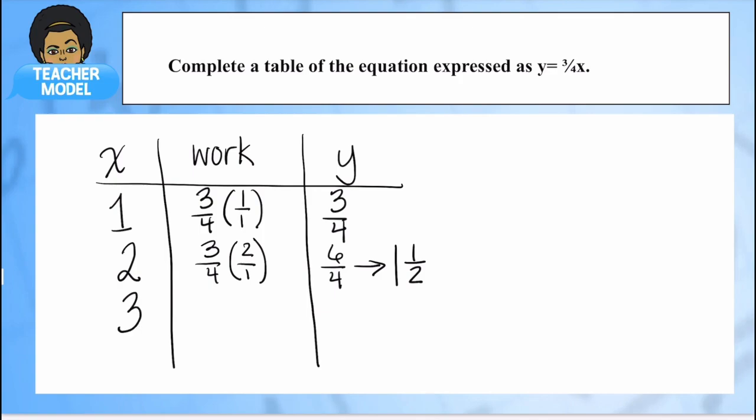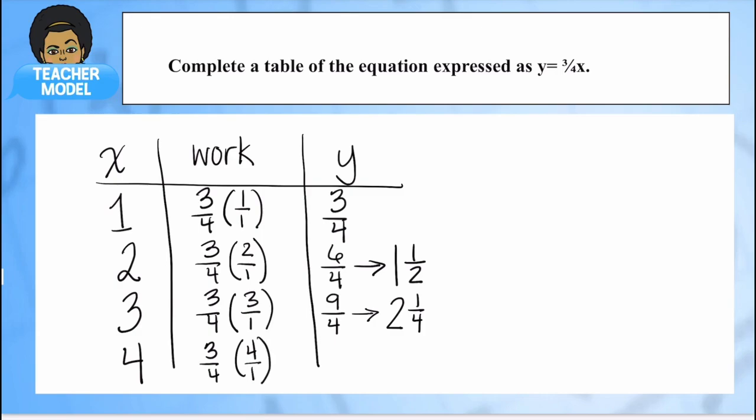If x is 3, what am I multiplying by? 3/1, which gives me 9/4. I'm going to change that to a mixed number. 9 divided by 4 is 2 and 1/4. And I'm going to put another point in there. What if x is 4? I would just do 3/4 times 4/1, which is the same as 12/4 or 3.